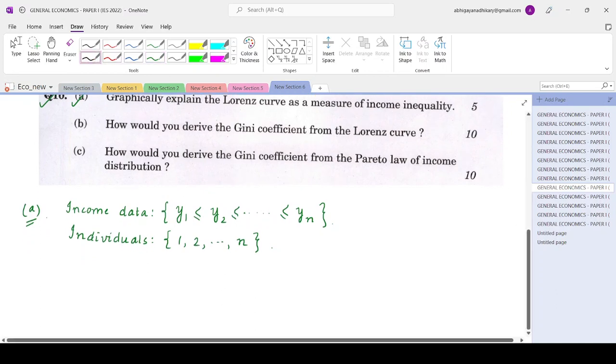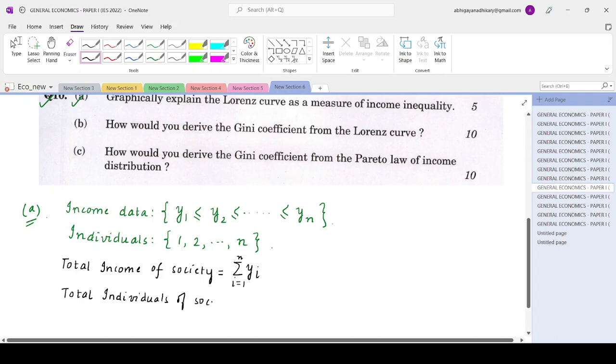So if I tell you what is the total income of the society, you will simply add all of them up, so it will be summation i running from 1 to n yi, and total individuals in the society, that is n, right?